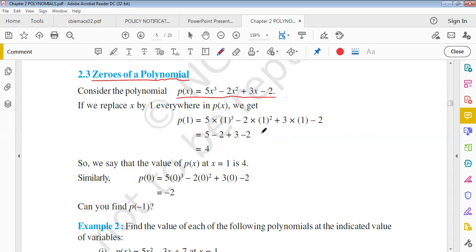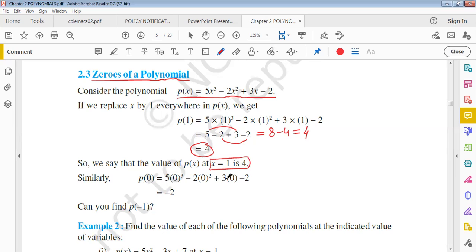So simplifying this, कौन कौन सी नेगेटिव और पॉजिटिव टर्म है उनको हम जोड़ लेते हैं. तो 5 and 3 ये पॉजिटिव टर्म है, ये हो गया हमारा 8 एंड -2 and -2 दोनों नेगेटिव हैं, तो ये हो जाएगा 4 and finally it is equal to 4. So when we are putting x equals to 1, the polynomial gets the value 4. We say that the value of p(x) at x equals to 1 is 4.